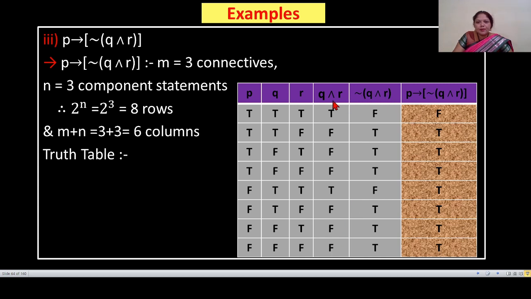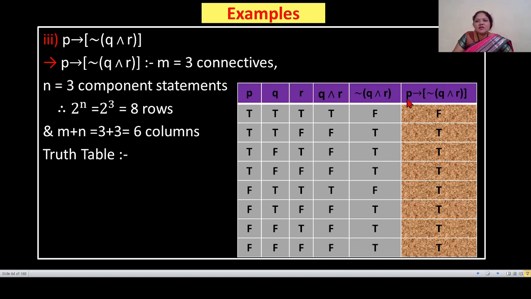We know that if a statement is true, then its negation is false. Here Q and R is true, then their negation is false. If false, then their negation is true. So, F, T, T, F, F, T, F, T, F, T.